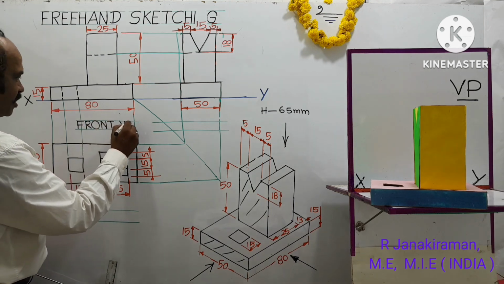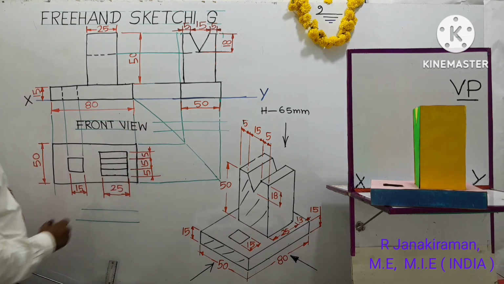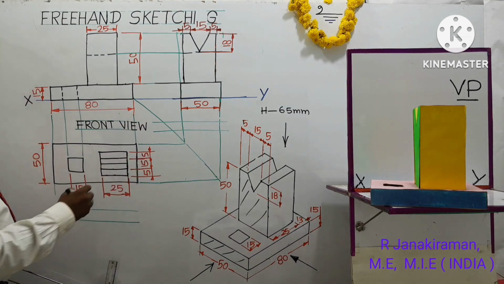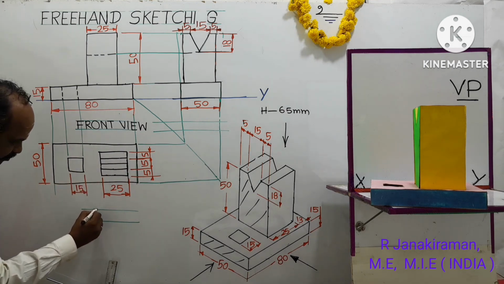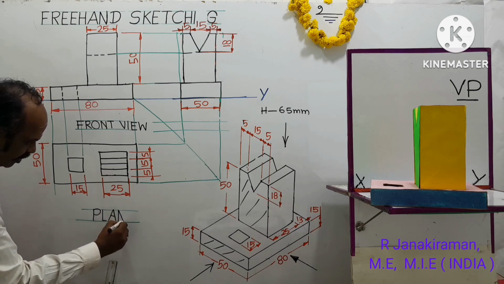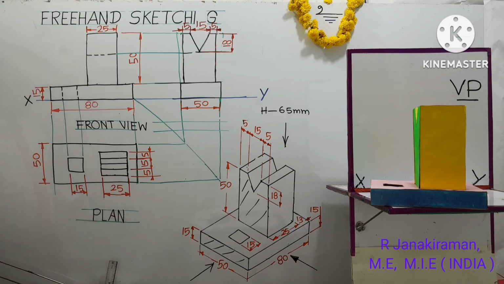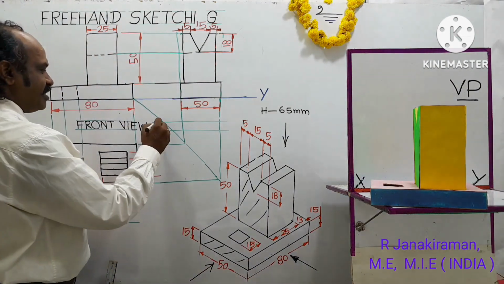Another name for front view is elevation. That you have to know. Sometimes they may ask in the question paper, draw elevation and plan. Plan is another name for top view. Side view, there are two types. One is right side view, another one is left side view. Here for this arrow direction, this is the left side view, drawn on the right side of the front view.